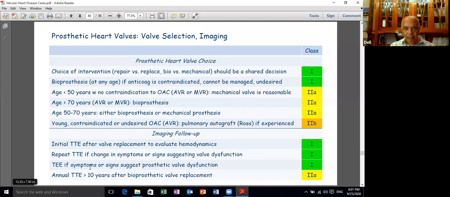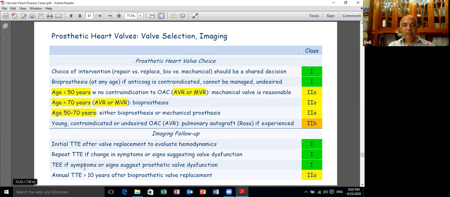And then in patients with bioprosthesis, the 2A recommendation is to repeat a transthoracic echo annually after 10 years of implantation of the bioprosthetic valve. Many experts in the field started to repeat the transthoracic echo for bioprosthetic valves not after 10 years, but after 5 years. But the recommendation in the guidelines is after 10 years.